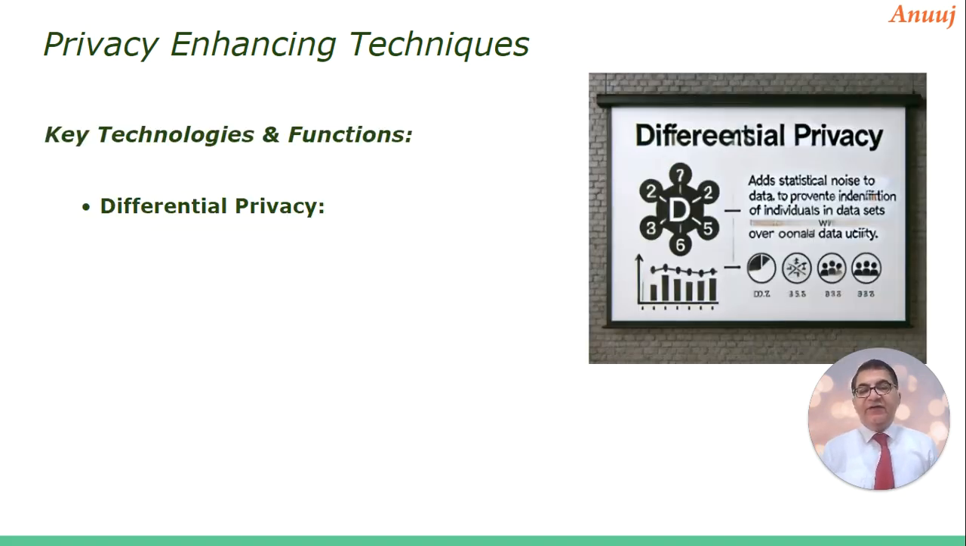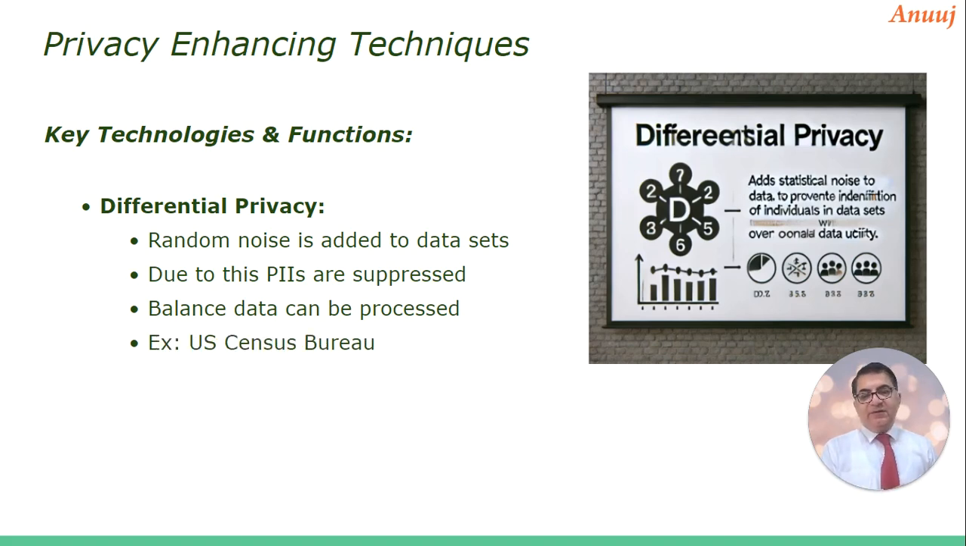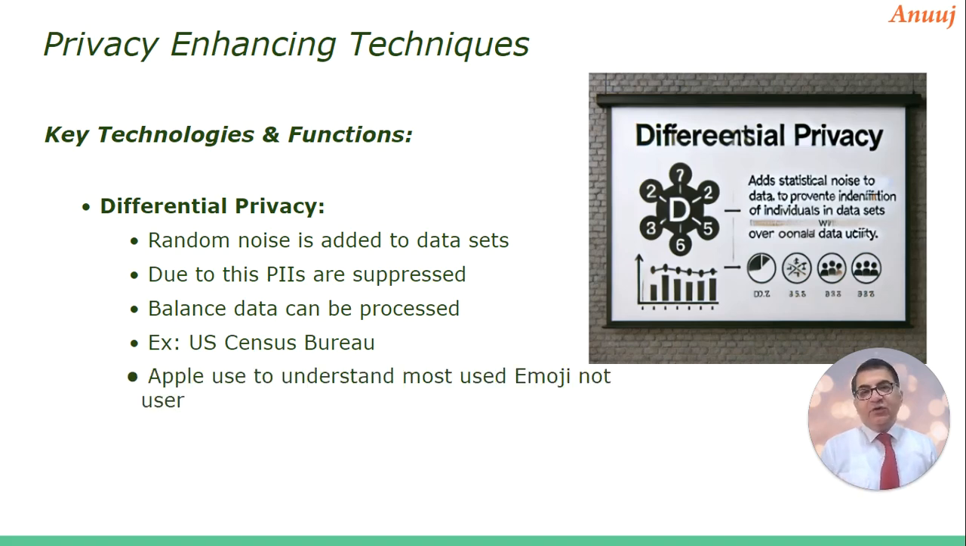Another one that we have is differential privacy, where a random noise is added to your data sets. This is largely done when it is important that you need to pick up the data and push it remotely for some analysis. So a random noise is entered or added into your data sets before picking them up from the source device. And because of this, the PIIs get suppressed. Right? So the US Census Bureau uses it.